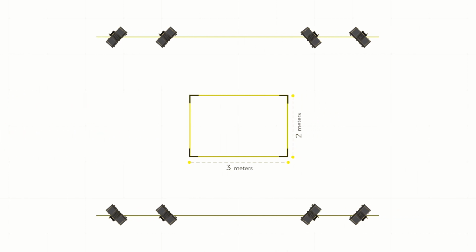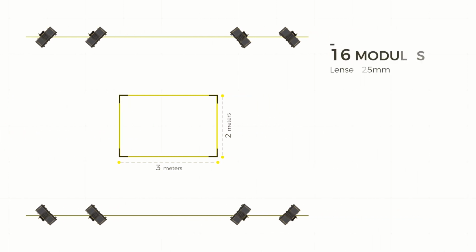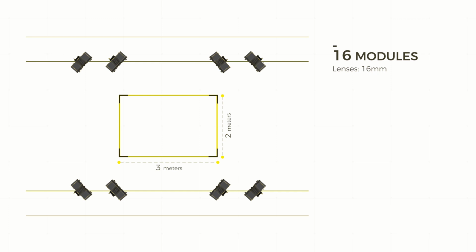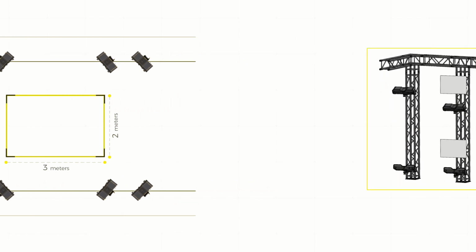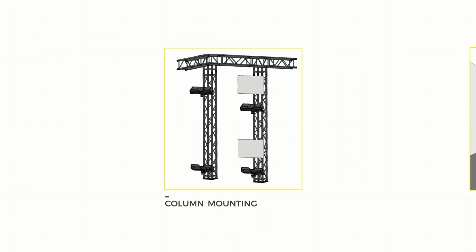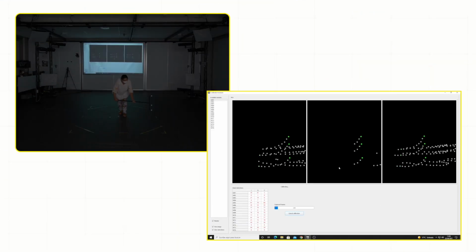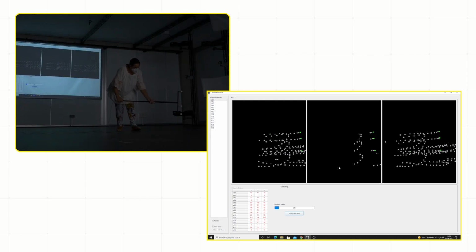Although the laboratory has a large footprint, we can build MOVE4D modules with wider optics to fit smaller spaces, bringing the columns closer to the scanning volume. Modules can either be mounted in columns or in walls. MOVE4D uses a wand calibration method. We chose this method because it makes it very easy and fast to get an accurate and robust calibration.